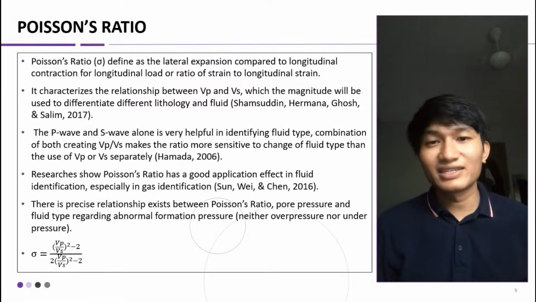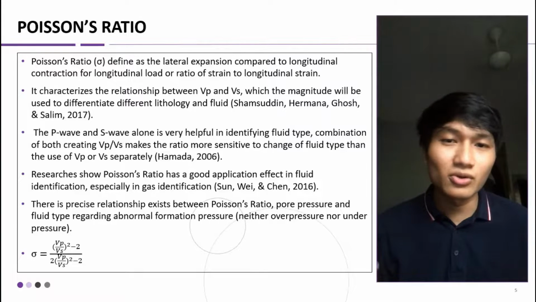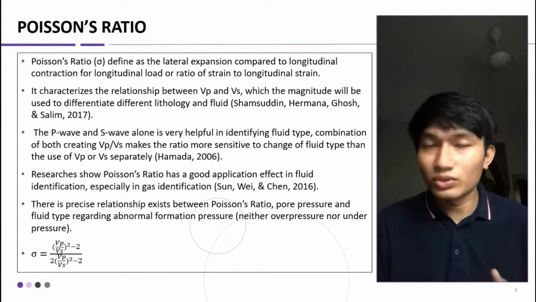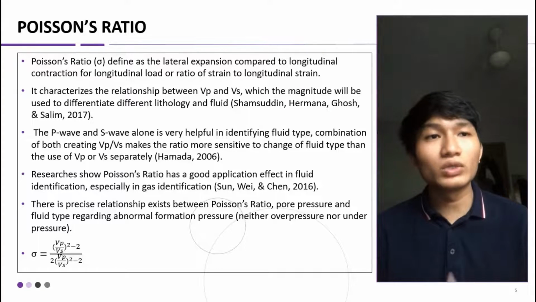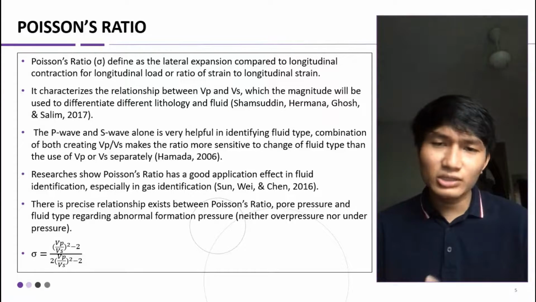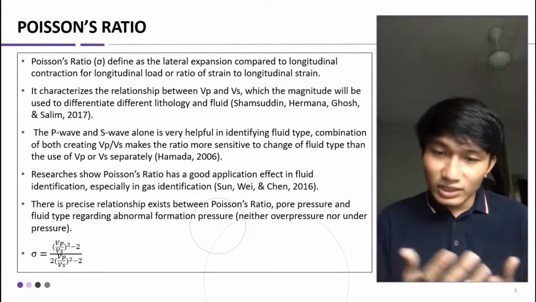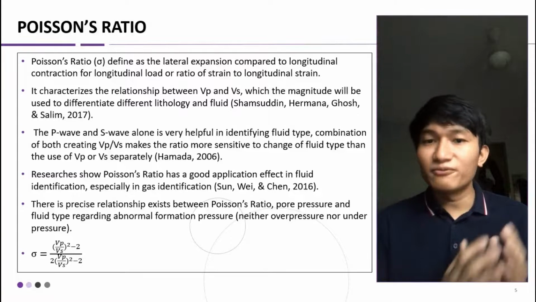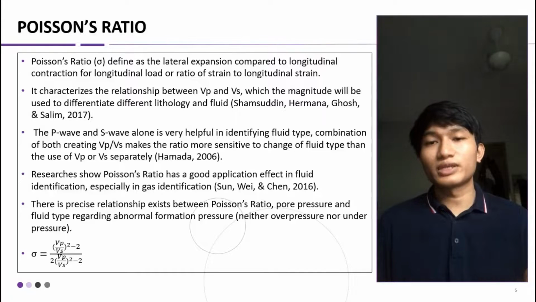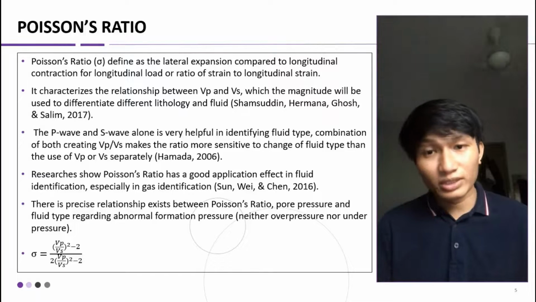Poisson's ratio is defined as the lateral expansion compared to the longitudinal contraction for a longitudinal load, or the ratio of lateral strain to longitudinal strain. It characterizes the relationship between Vp and Vs, whose magnitude is used to differentiate lithology and fluid. The P wave and S wave alone are very helpful in identifying the fluid, and the combination of both, Vp and Vs, makes the ratio even more sensitive to change of fluid type than the use of Vp or Vs separately.